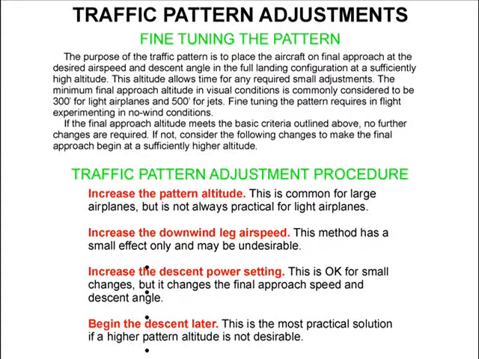If the final approach altitude meets the basic criteria outlined above, no further changes are required. If not, consider the following changes to make the final approach begin at a sufficiently higher altitude. We can increase the pattern altitude. This is common for large airplanes, but is not always practical for light airplanes. Or we can increase the downwind leg airspeed. This method has a small effect only and may be undesirable.